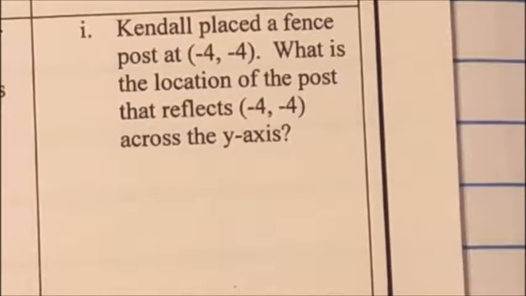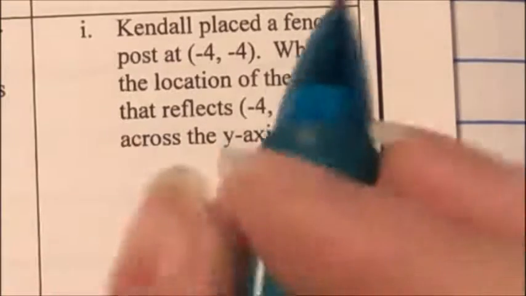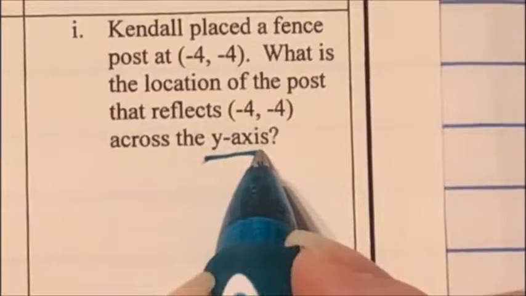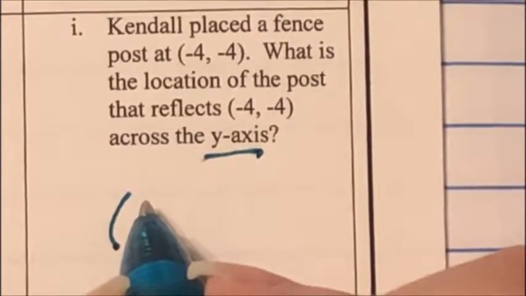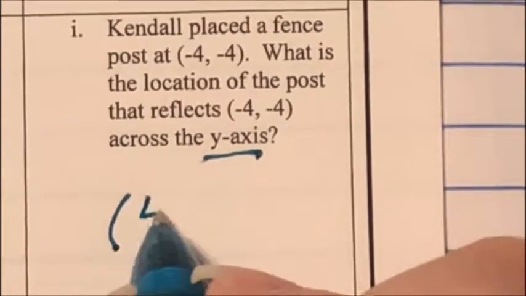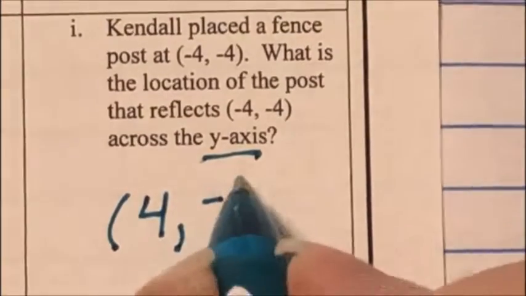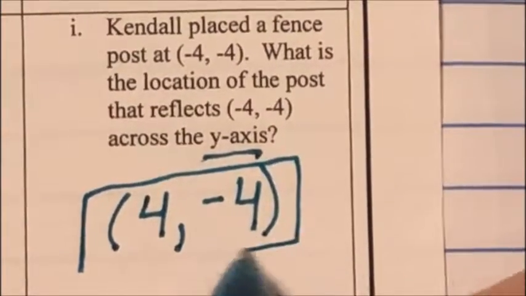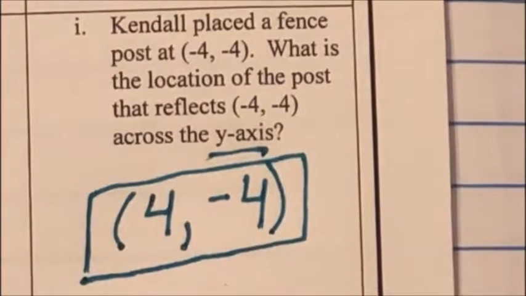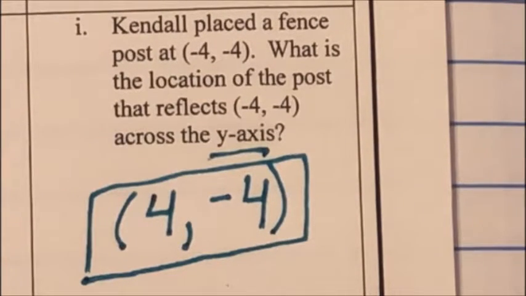Letter I says Kendall placed a fence post at (-4, -4). What is the location of the post that reflects (-4, -4) across the y-axis? So again, y-axis, my y-coordinate stays the same. My x-coordinate is the opposite, so the opposite of -4 is 4, and my y value stays the same. And that is the end of lesson 6.